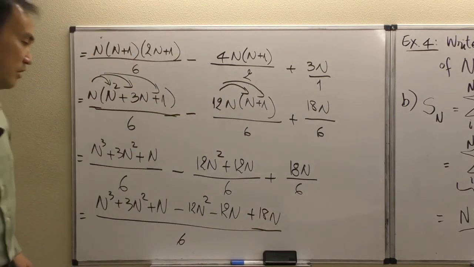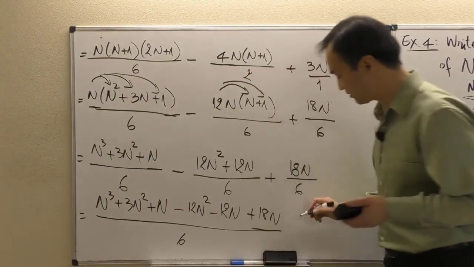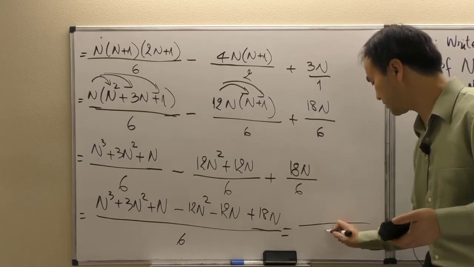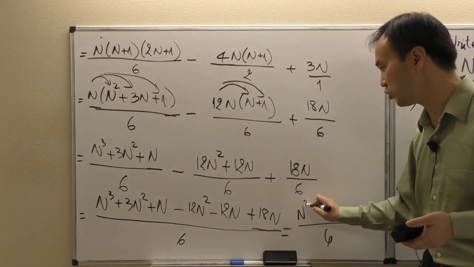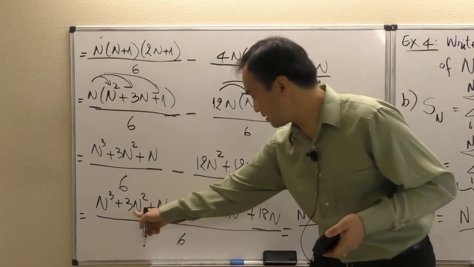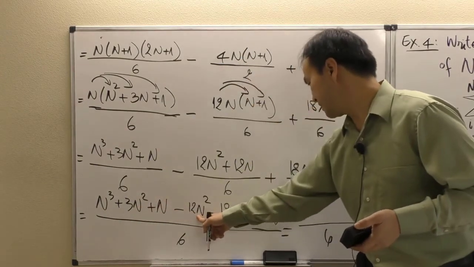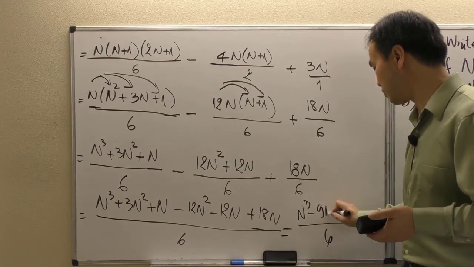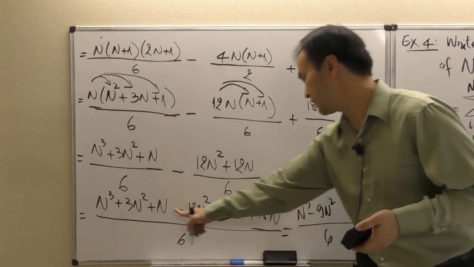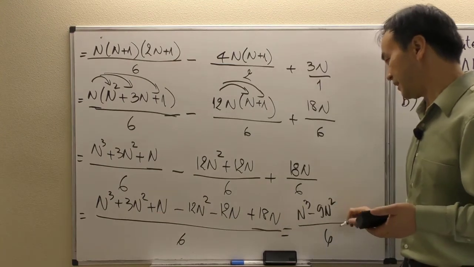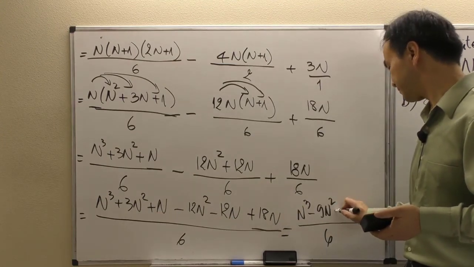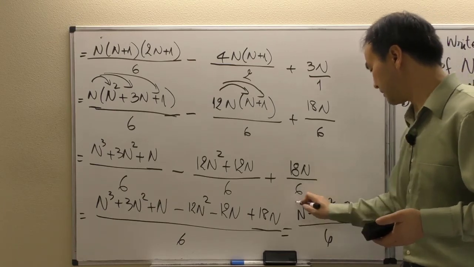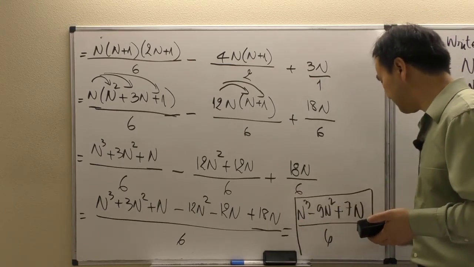All right, so now the final answer completely in terms of n and quite simplified for us here is going to be, all over 6, n cubed. These are like terms, 3n squared minus 12n squared, so that's going to become minus 9n squared. And then these n terms right here are like terms, so now I'm looking at plus 7n. Okay, and so now that is our final answer.